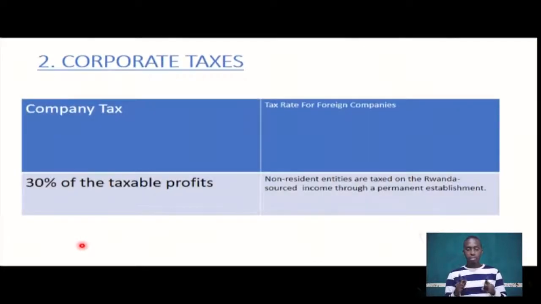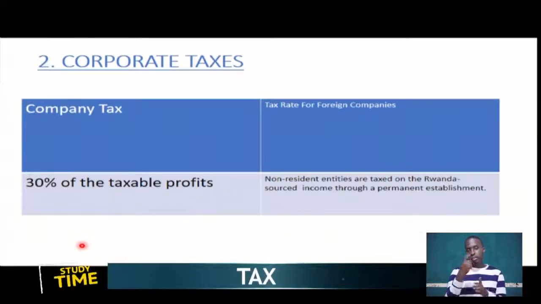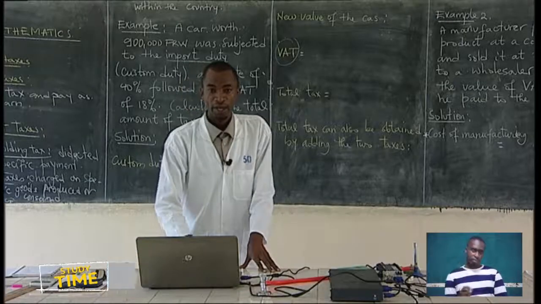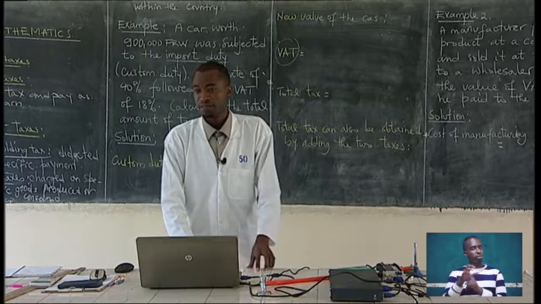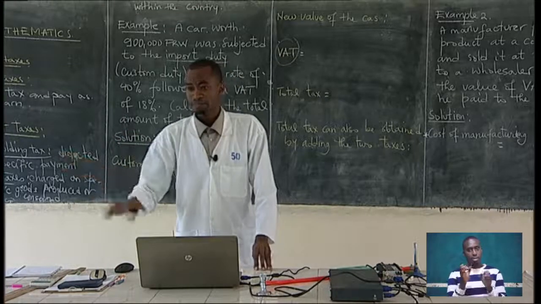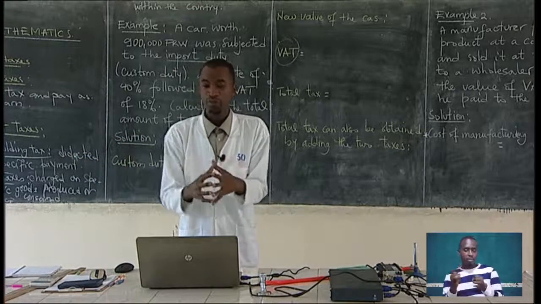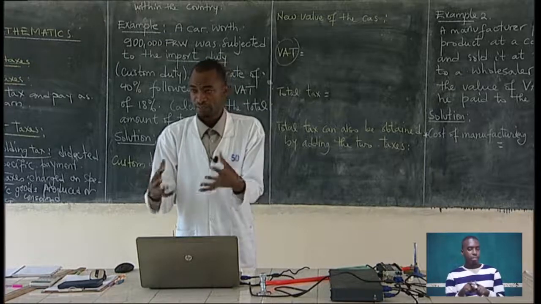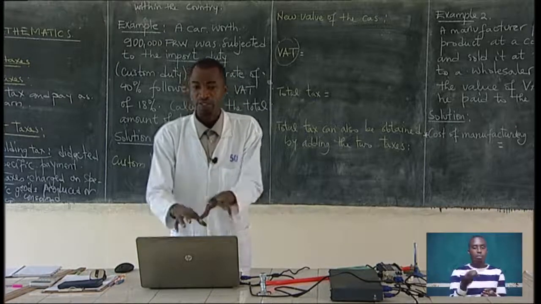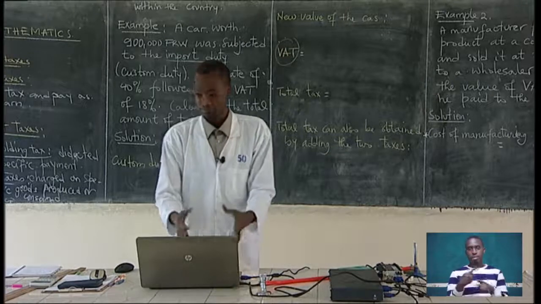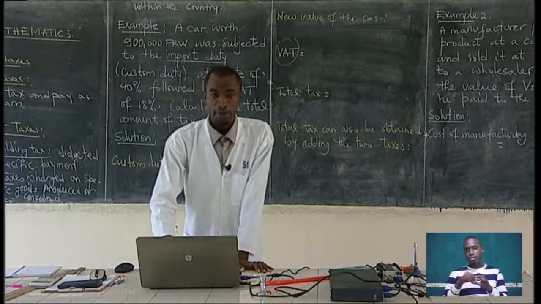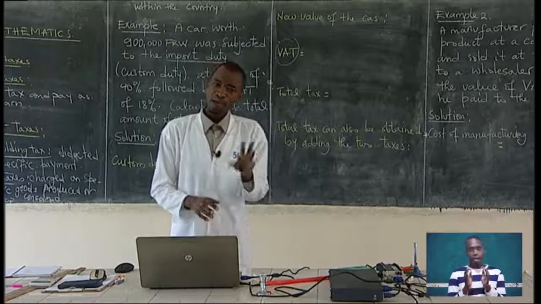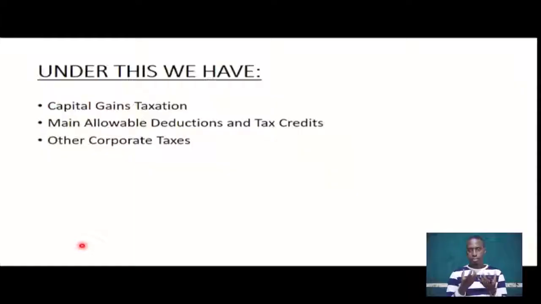We also have the other one called the corporate taxes. This one is for the companies. Its rate is 30% of the taxable profits. For some foreign companies, they try to reduce the tax rate so that investors may invest a lot in different projects and businesses in the country. And the last one is what we call capital gain taxation.